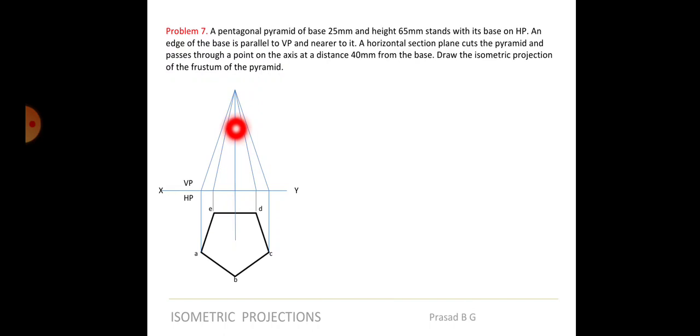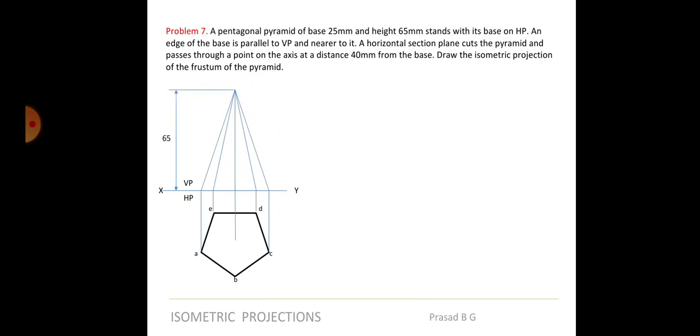So at that point, it's not the center. So from the base it should be 40. So at that point you have to draw a horizontal line. So till there only the pyramid is there. The top portion of the pyramid is not there. That has been cut off. Okay, so we have to draw that particular part.